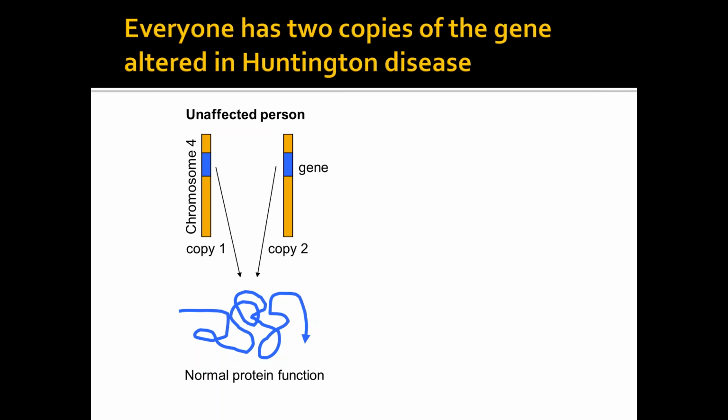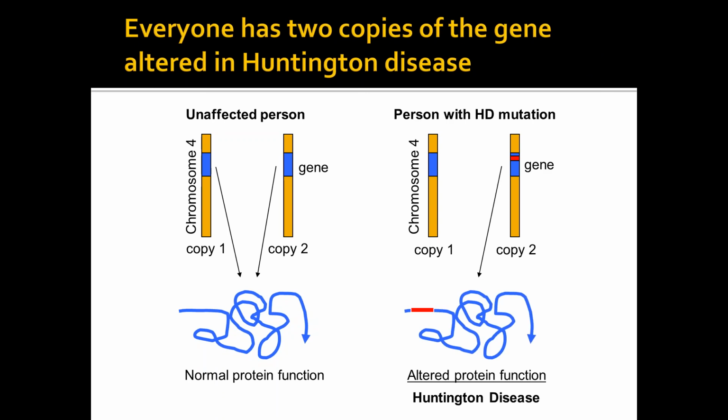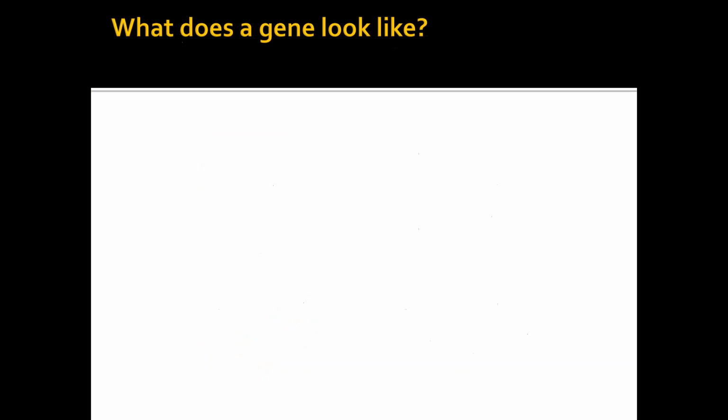In an unaffected person, you would have 2 copies of this gene, and they would produce a normal protein that would do what it's supposed to do. In Huntington's, there is what we call a gain-of-function mutation in one of these copies, and it leads to an altered protein function, which then leads to what we know as Huntington's disease.